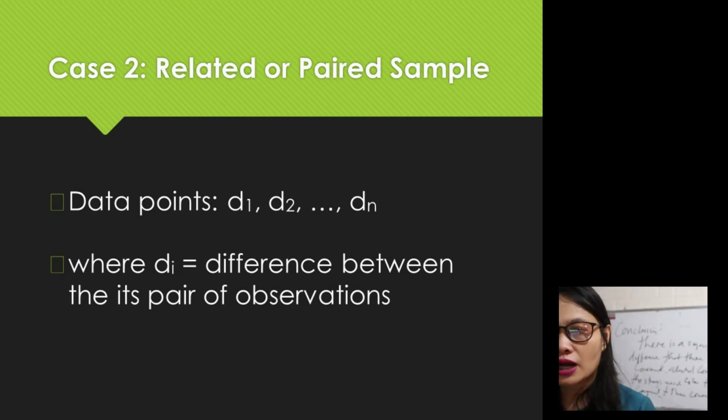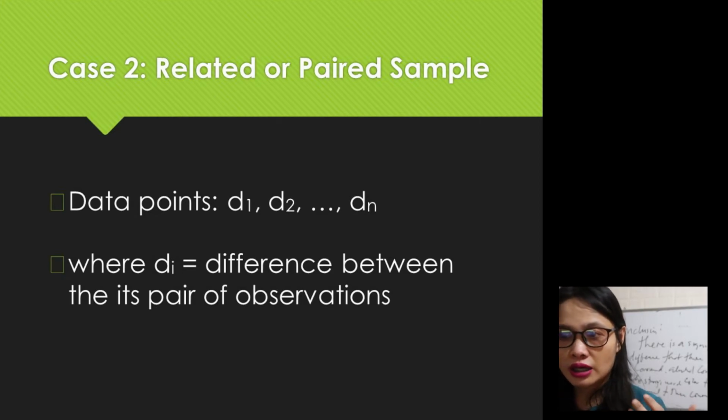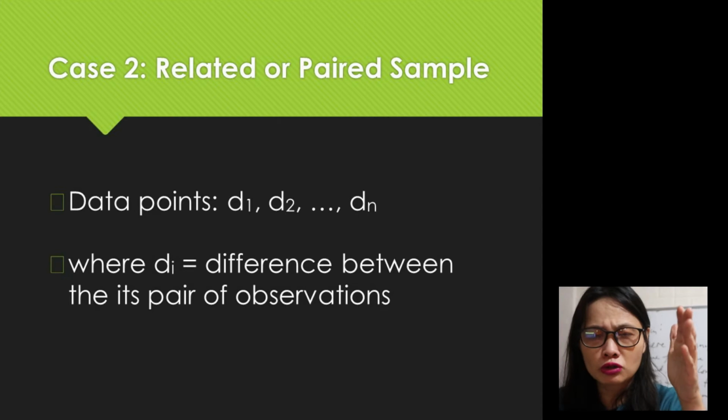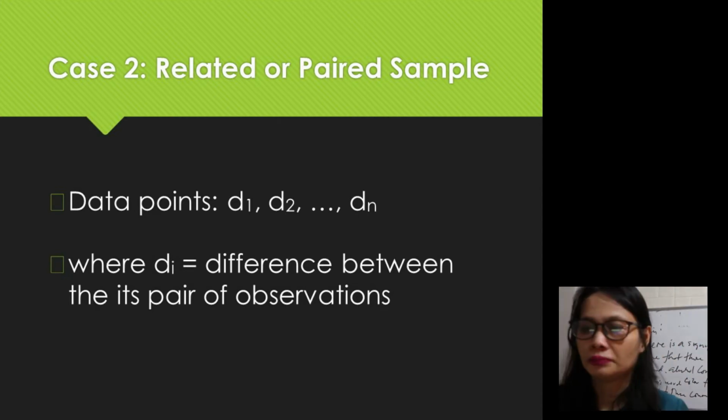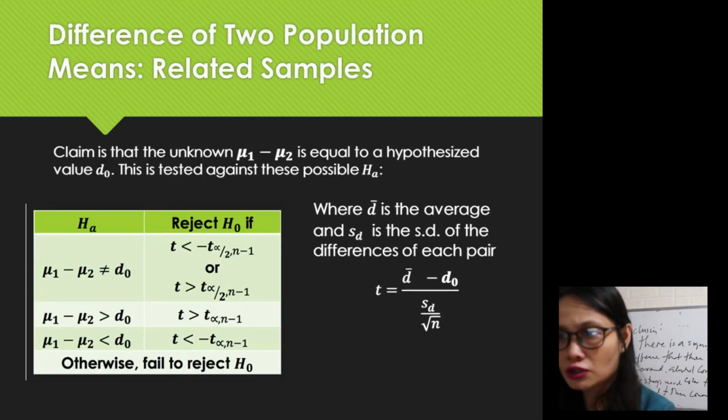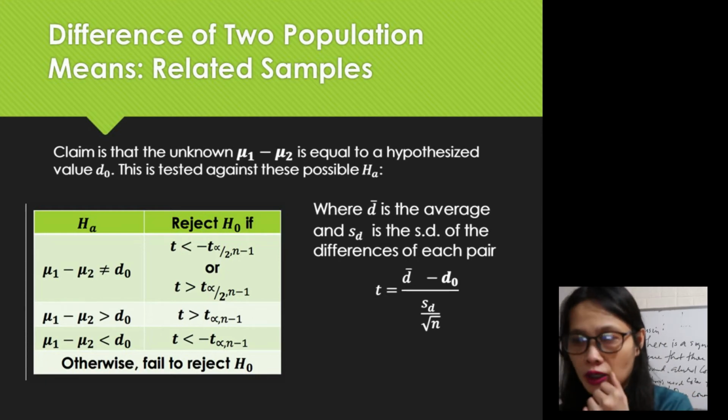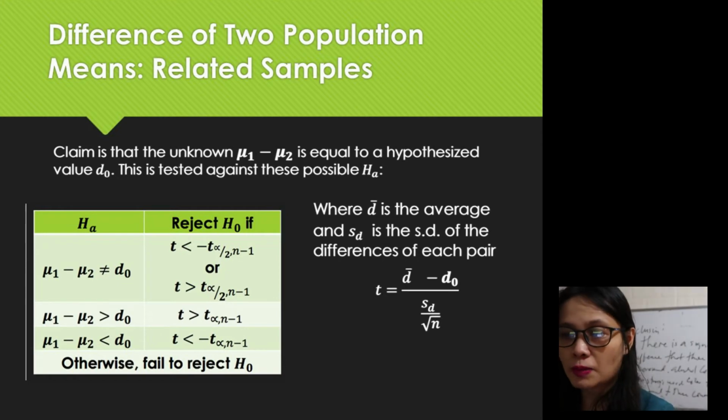Where d sub i is the difference between each pair of the observation. So when we say d sub 1, d sub 2, you are referring to the difference. So the difference of two population means, related sample. This is the formula. The claim is that the unknown mu sub 1 minus mu sub 2 is equal to the hypothesized value of d sub O. This is tested against this possible HA.